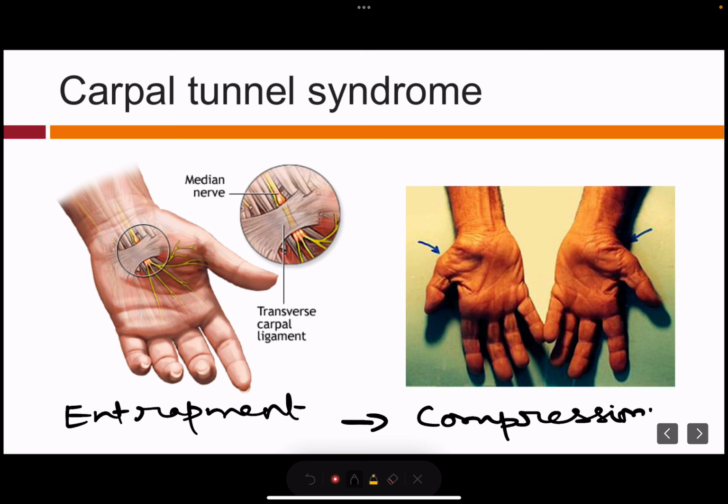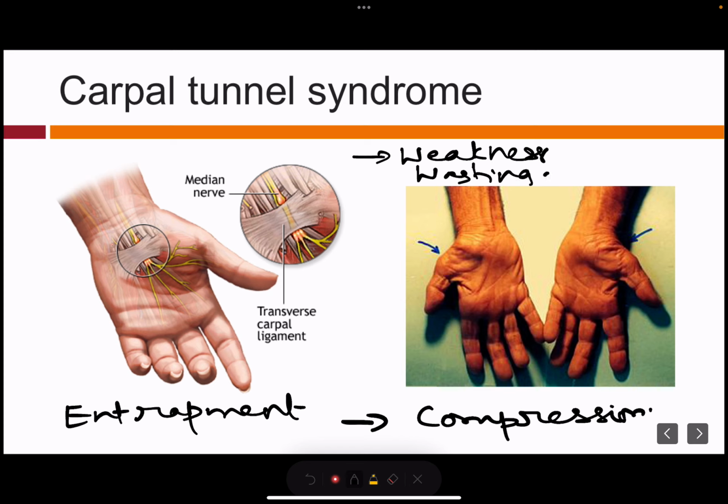So basically the fact you should understand here is that the median nerve passes deep to the flexor retinaculum. So continued compression of the flexor retinaculum, whether due to any external pressure or due to inflammation of the synovial sheaths covering these long tendons, no matter which, the median nerve is going to be compressed and is going to give rise to symptoms.